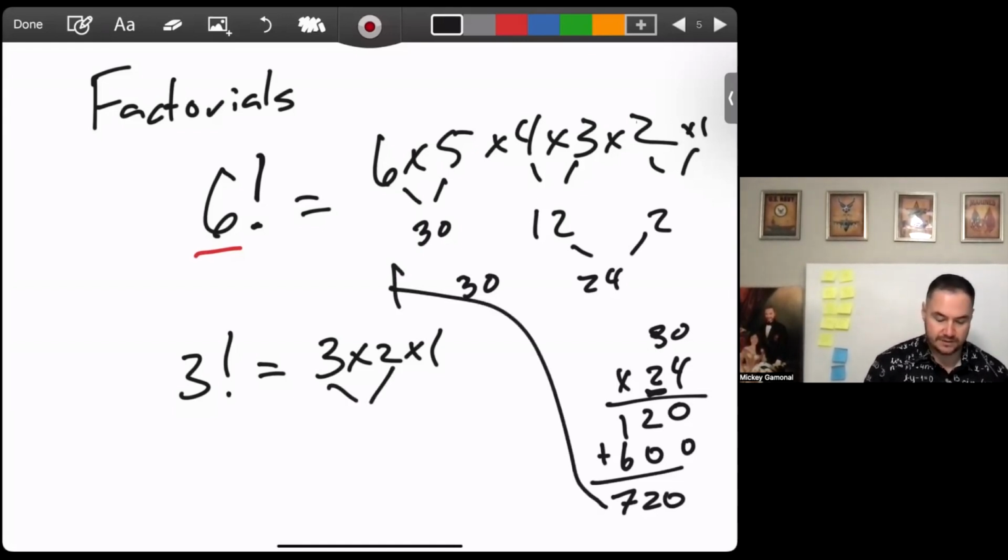3 factorial is just going to be 3 times 2, and then times it by 1 if you want. But 3 times 2 is 6, and so 3 factorial is 6, 6 factorial is 720.